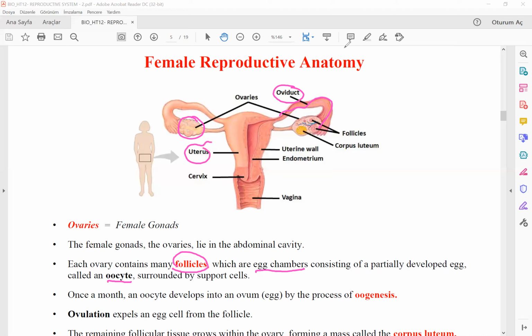There is a specific layer, the inner layer of the uterus. We call it endometrium, and endometrium is going to turn into the placenta, and humans nourish their embryos or fetus in the placenta. And there is also the opening of this uterus. It's called cervix, to the vagina, and vagina is this layer. Okay, this is all about the female reproductive anatomy.